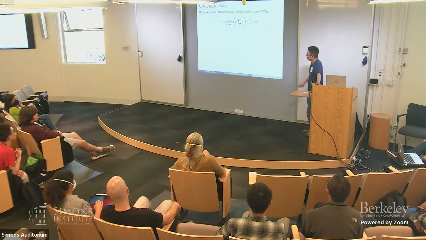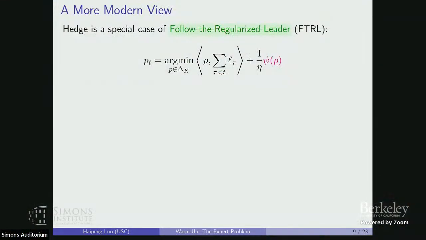So before we move on, let me give you a more modern view of this kind of algorithm. At this point, it's well known that Hedge is actually a special case of a more general framework called follow the regularized leader, FTRL. This general algorithm looks like this.